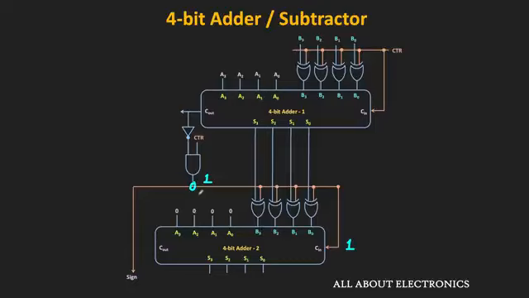Moreover, we can also use the output of this AND gate as the sign bit, which will indicate that the result is negative. So this is how, using the adder circuit itself, we can perform the addition as well as the subtraction.